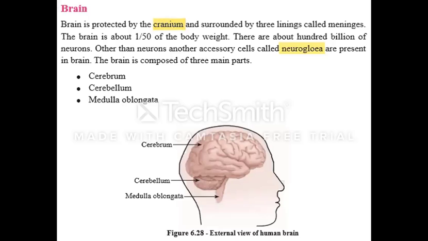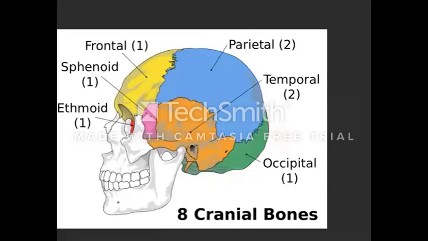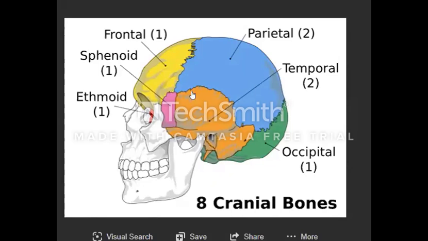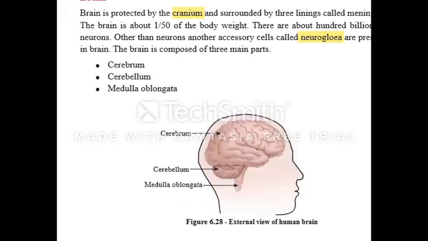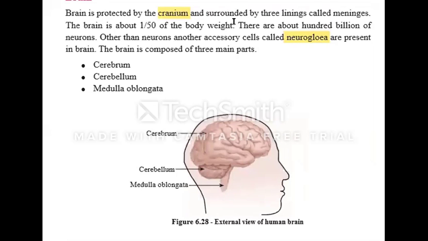Now let's have a look at the image of a cranium. Here's an image of the cranium. As you can see, this entire thing is known as the skull, but these colored areas, which are the bones which cover the brain, there are 8 cranial bones. This part is known as the cranium. Face and jaw bones are not included in the cranium. And then of course it is surrounded by 3 linings called the meninges, which are made up of fibrous cells, as I told earlier. And there are millions of neurons that make up the brain.